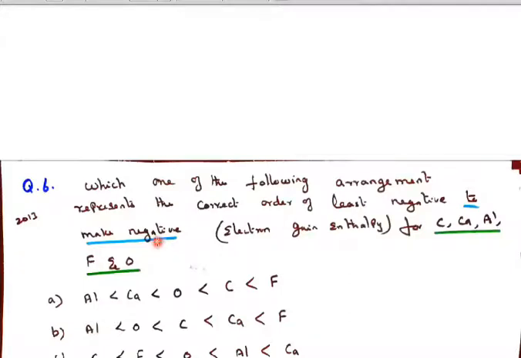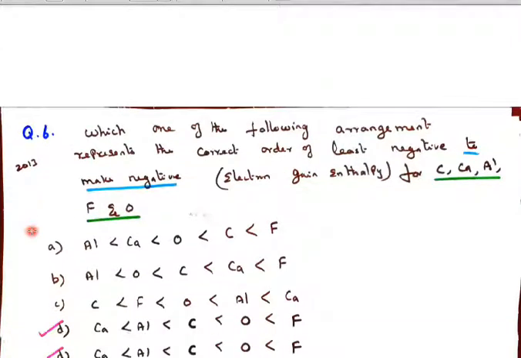So come back to the next topic, next questions of the unit 2 atomic structure. Which one of the following arrangements represents the correct order of the least negative to the most negative electron gain enthalpy for carbon, calcium, aluminium, fluorine and oxygen? It is a 2013 question.